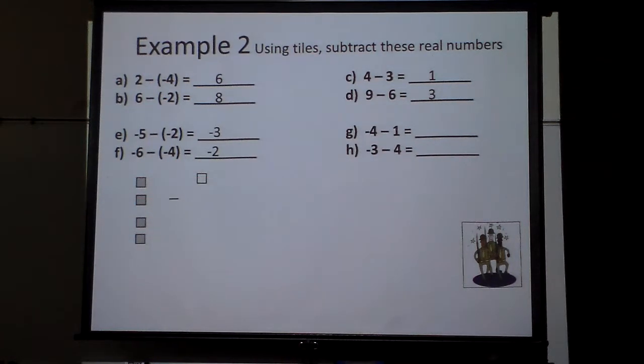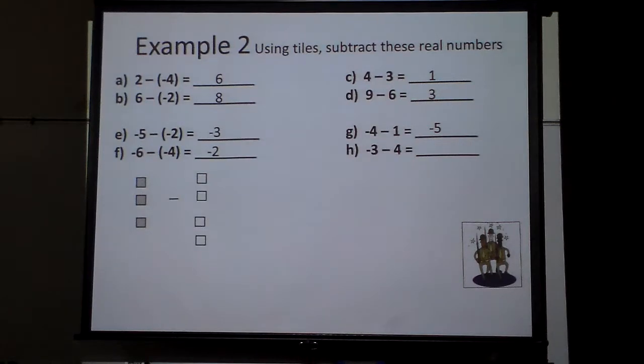This is negative 4 minus 1. So I have these 4 negative ones, negative 4. And I'm going to minus this 1. But that minus 1 is the same thing as adding another negative 1 if I flip the signs. So I have a total of what? Negative 5. Or you can think of it this way. That's negative 4 and negative 1. The signs would be adding the same to make negative 5.